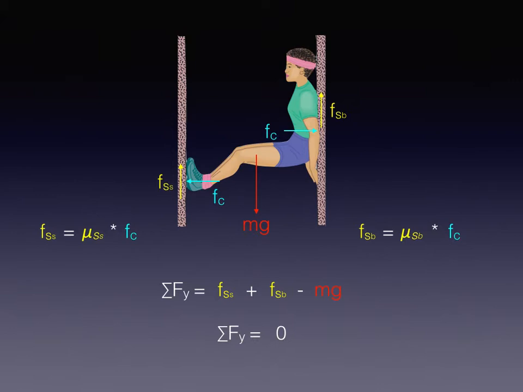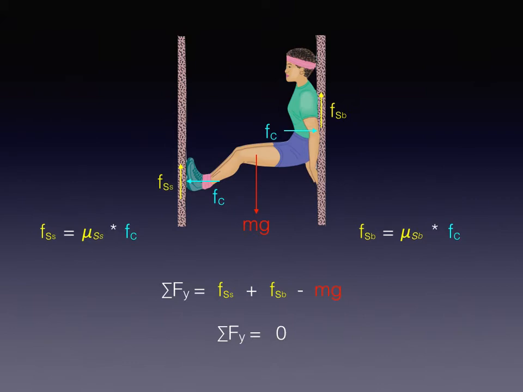Of course, acting downwards, against these friction forces, is her weight. Or actually, I should say her weight is acting downwards, and the friction forces are acting against her weight, acting upwards. But we tend to think of up as positive. And so this statement right here sums up all the component forces acting on our chimney climber.